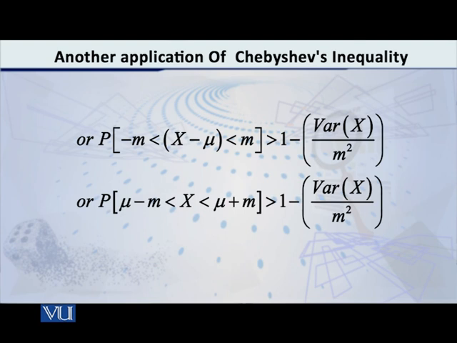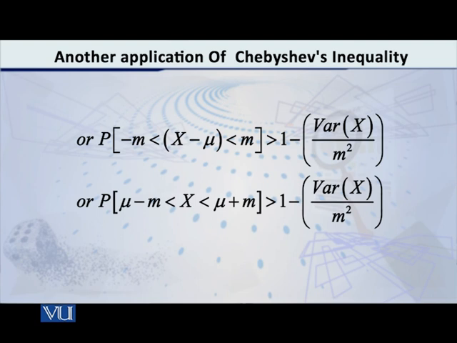Kyunki zahir hai ki jo minus mu tha beech mein, usko aap idhar aur udhar jab le jayenge, to wo plus ho jayega. Now that this is clear, we are able to proceed further. The form that I now have is the probability of mu minus m being less than x, being less than mu plus m. This probability is greater than 1 minus variance of x over m square.